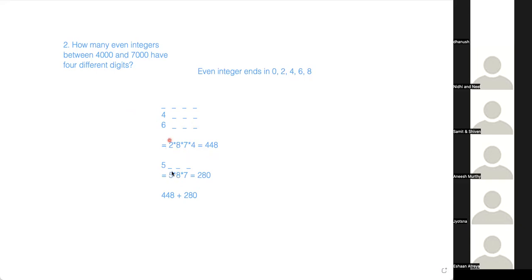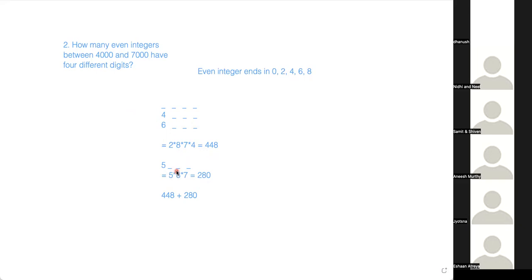Now the same approach for the middle 2 digits. We've used up 2 possible digits, so there's now 8 digits to choose from for the second digit. And once we put 1 for that, there's only 7 numbers left to put in this position, since we again need them all distinct.